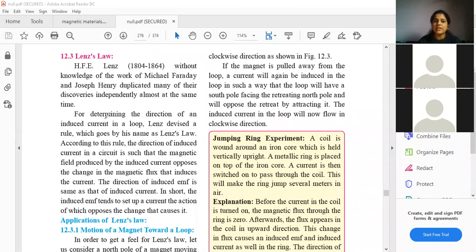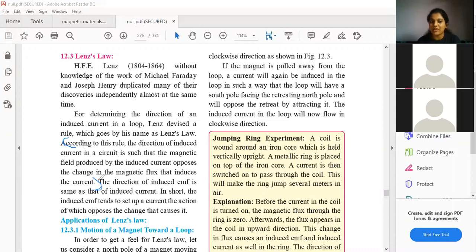See, for determining the direction of an induced current in a loop. Suppose I consider one loop in which current has been induced because of an external magnetic field. And if I have to find the direction of the induced current in the loop, Lenz devised a rule which goes by his name, Lenz's law. Where is the exact law? You can mark it from here if you want. According to this rule, the direction of the induced current in a circuit is such that the magnetic field produced by the induced current opposes the change in magnetic flux that induces the current.